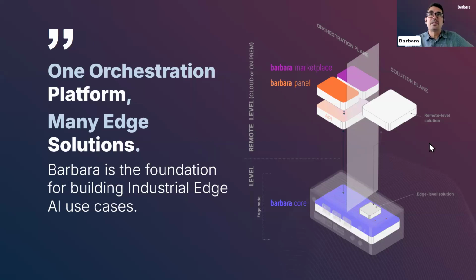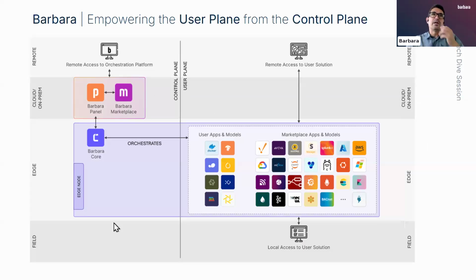Let's see the same thing in a different way, a different view. Here we can see the edge node, this blue box we have here. Then we have the field, and then we have the cloud or on-premise level, and also the remote level. So you can see we put an edge node at this level. It is running the Barbara Core firmware, and using this firmware we can connect to the cloud, or on premises if the user demands that, but basically it connects to Barbara Panel. This way you can access Panel remotely, in this control plane.